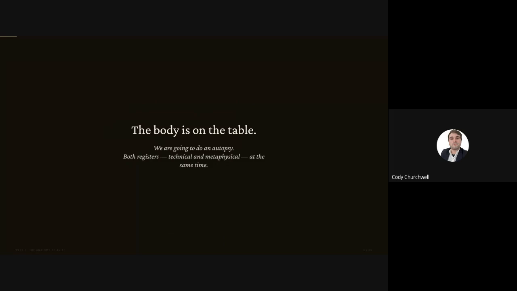Here's the register I want for this room. We're not doing science fiction. We're not doing apocalyptic prophecy. We're not doing breathless cheerleading. We're doing anatomy. The body is on the table, and we're going to point at the parts, name them the way you do in a med school dissection.